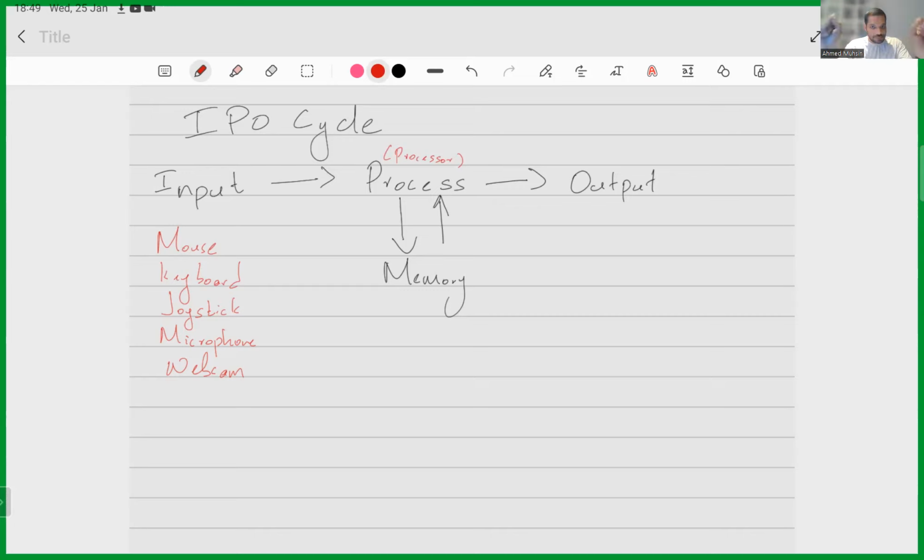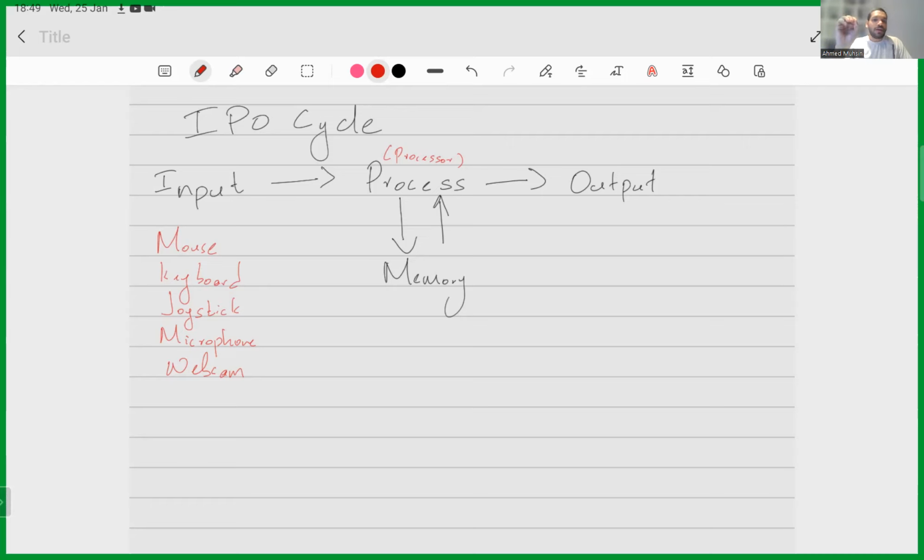And the process is done in a part called the processor. Okay, now while your computer is trying to understand the input that you just gave, if, for example, you pressed a key, you double clicked on something, or you said something to your computer, now your processor is busy trying to understand what you just said.